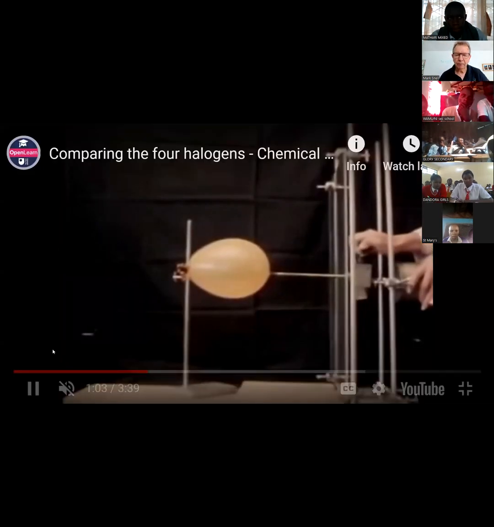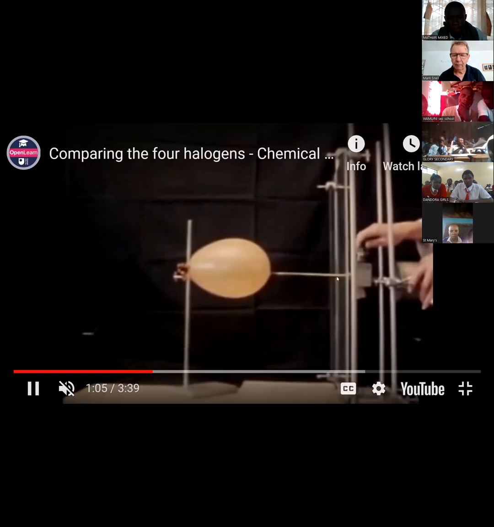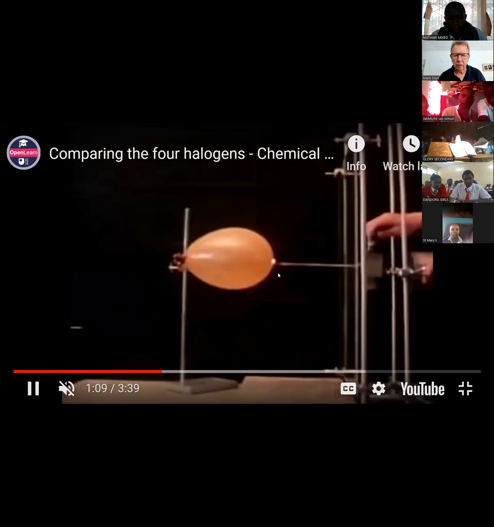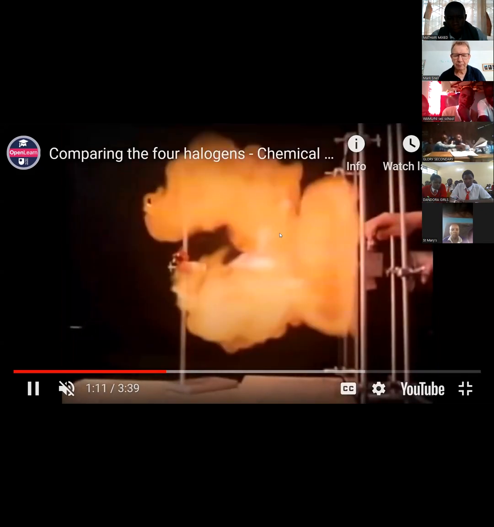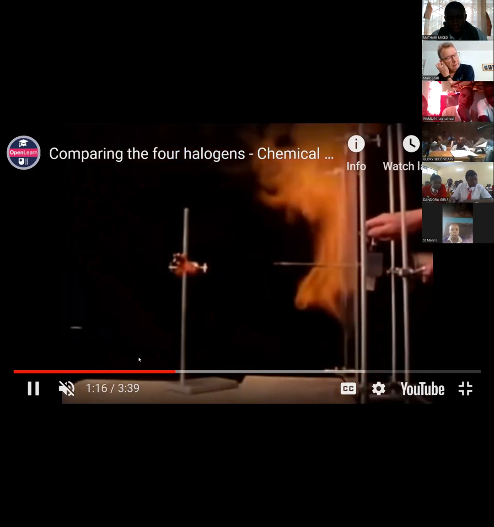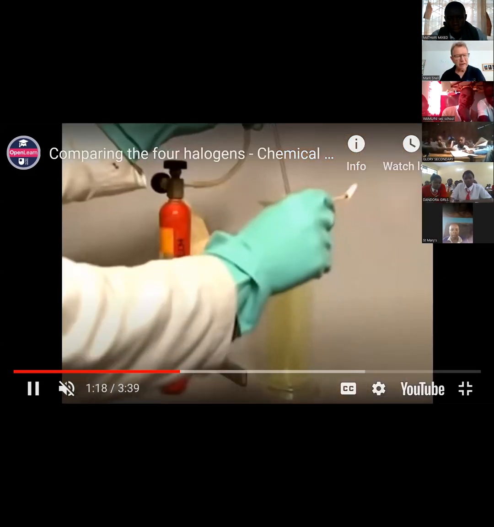This is hydrogen in a balloon, and fluorine is going to come through here. Let's look at that slower. The fluorine bursts the balloon, and it all catches fire. Okay? So that fluorine is the most reactive.